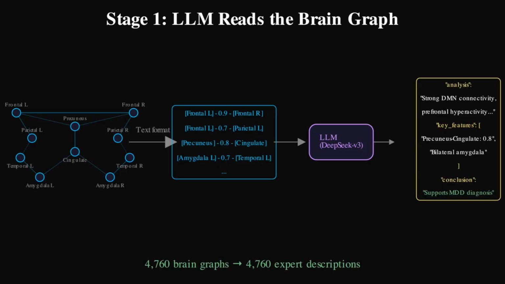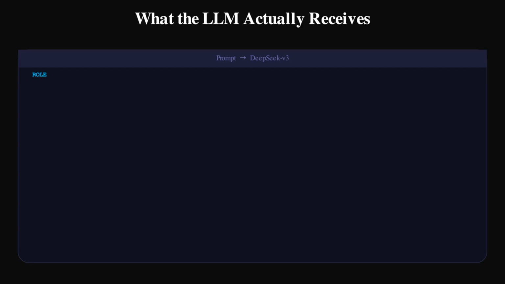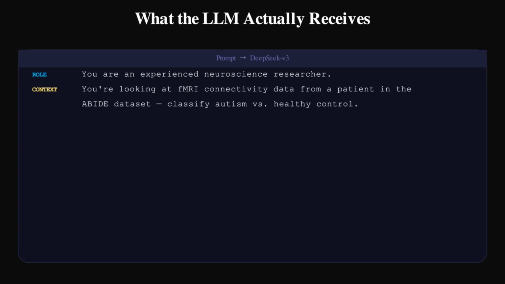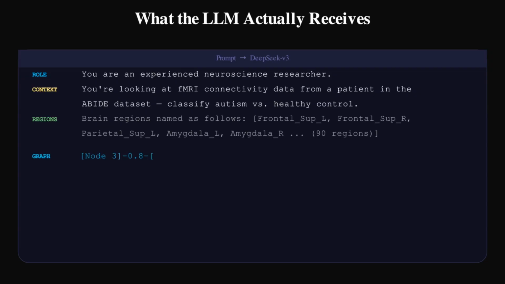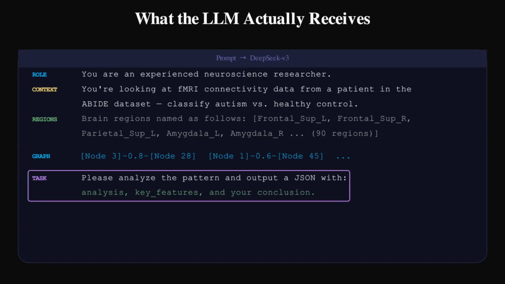They combine the structural representation with node features, the mean activation value for each region, and then write a prompt that tells the LLM, you're an experienced neuroscience researcher. You're looking at fMRI connectivity data from a patient in a BLEG dataset, where the task is to classify autism versus healthy control. The brain regions are named as follows. This is a graph. Please analyze the pattern, and output a JSON with analysis, key features, and your conclusion. They're using DeepSeek V3 as the LLM.